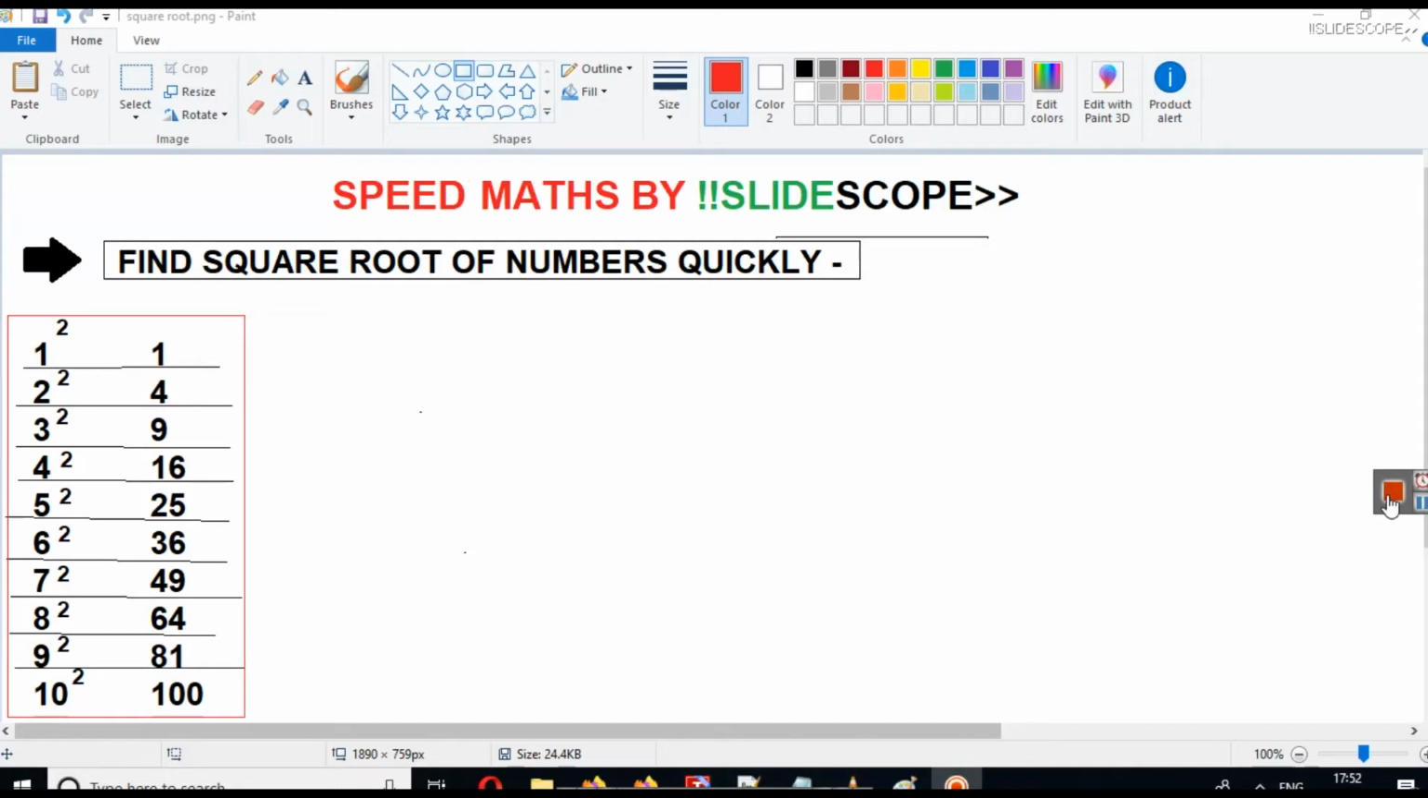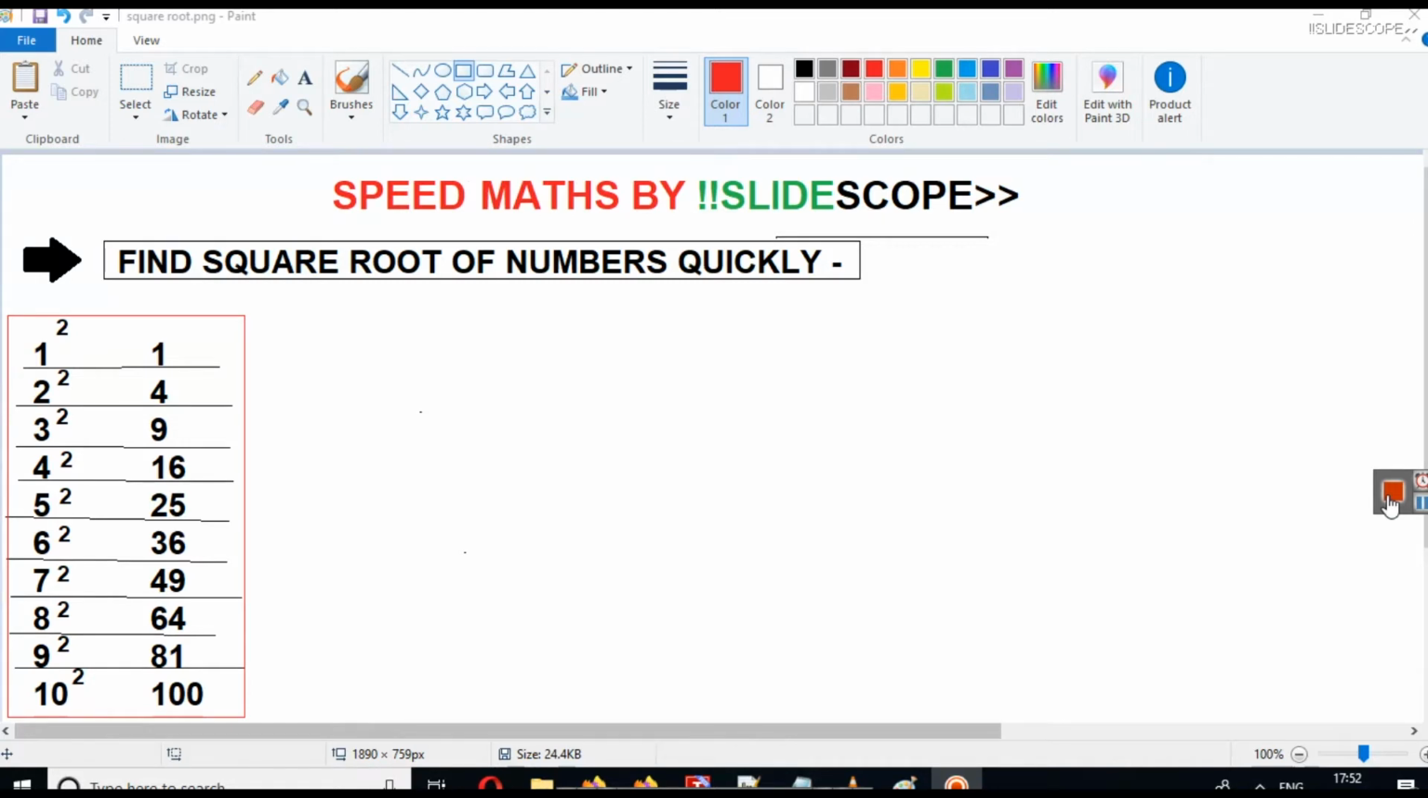Now, in this chapter, we will discuss finding the square root of numbers quickly. In the previous chapter, I discussed how we can find the square of numbers that end in 5. That trick can be really helpful in getting a square root of numbers, and in case of approximation also, it can be really helpful.